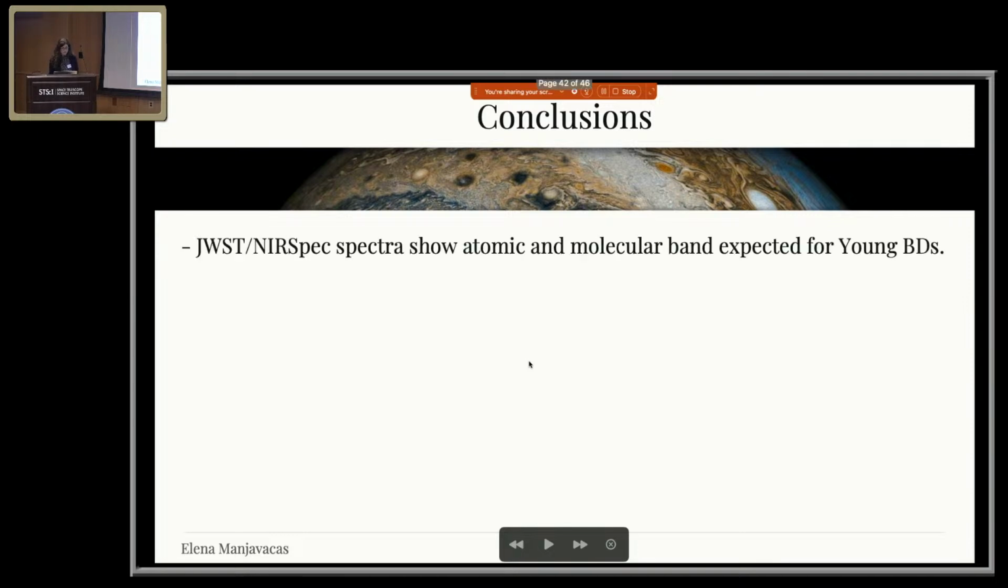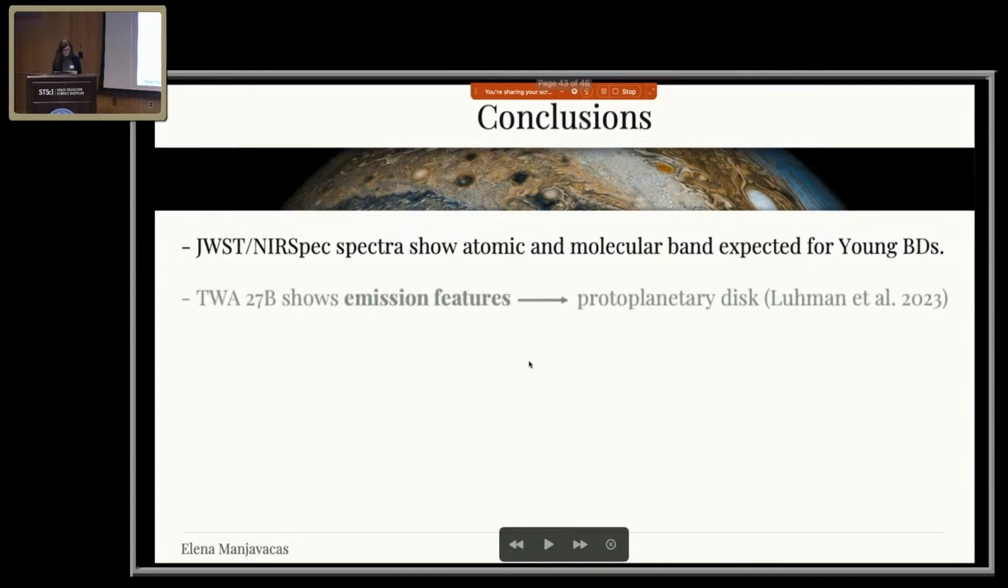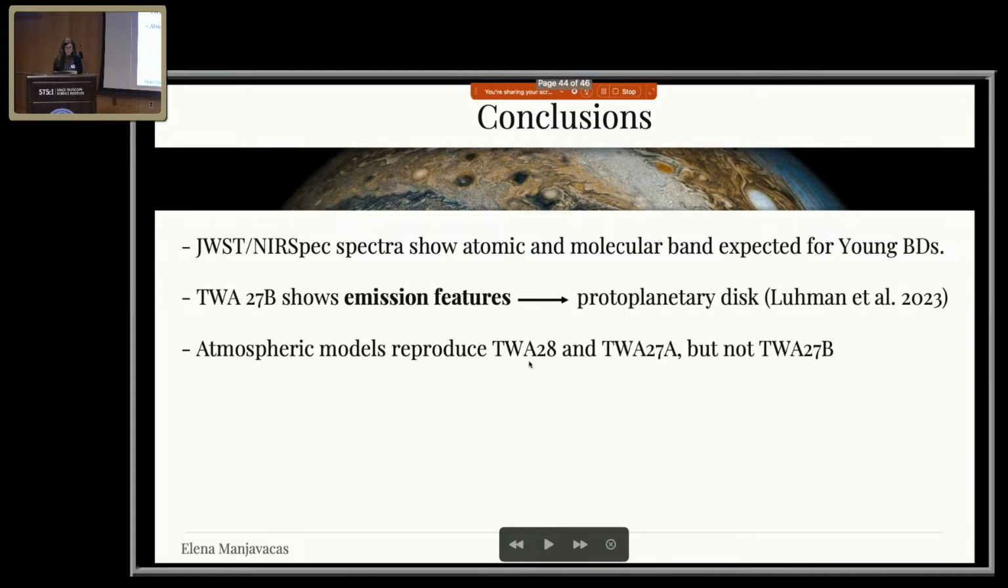So in conclusion, in these NIRSpec spectra, we find all the atomic and molecular bands that are expected for young brown dwarfs. I encourage you to go to the paper and look at them because they are amazing. TWA 27b shows emission features pointing to the existence of a protoplanetary disk. Atmospheric models reproduce the spectra of the two brown dwarfs pretty well, but not of the planet. And actually, atmospheric models overpredict methane.